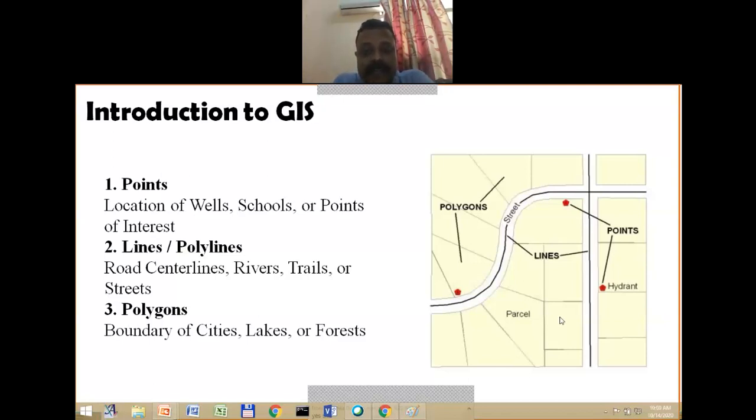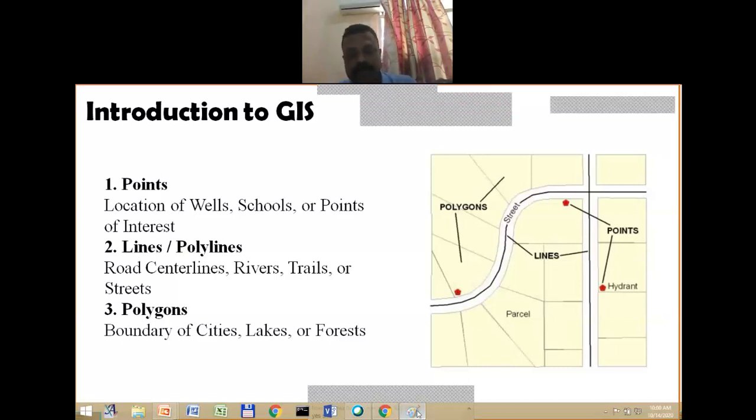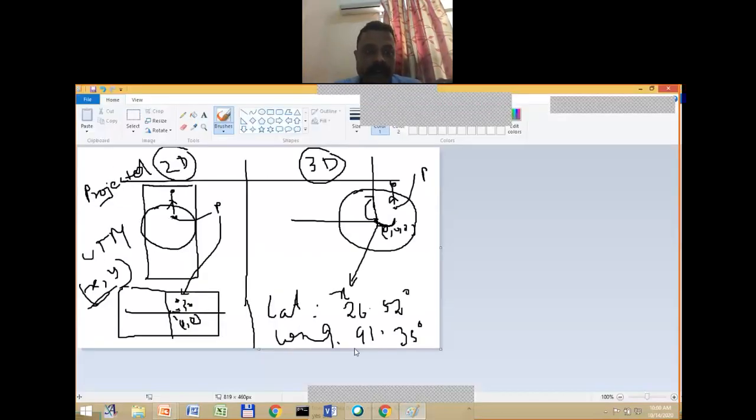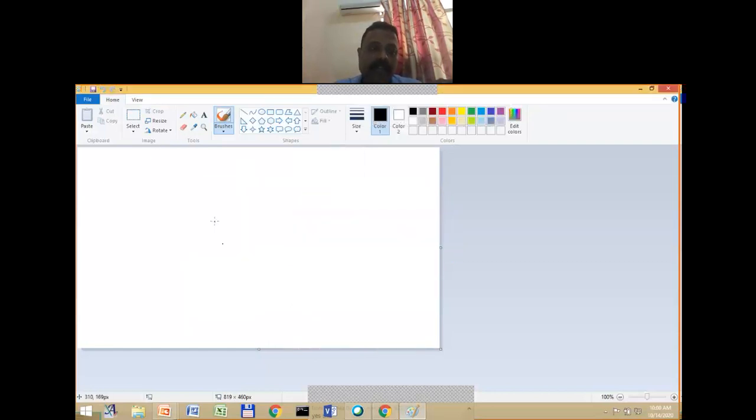Then comes the polygon. So what is a polygon? This is a confined space. I want to draw a polygon here. Okay, so see, this is a point. What can I store? I can store my locational information. I can store the latitude and longitude.